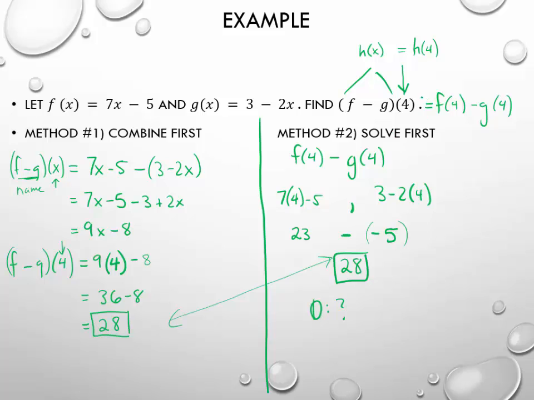Because the same thing happened before. It was x. So if this was f minus g of x, same thing happens. F of x minus g of x. It was on a previous slide. So whether x is x, or x is 4, or x is a, or x is b, that's what we end up plugging in here.